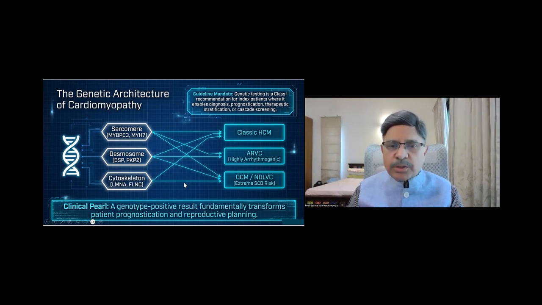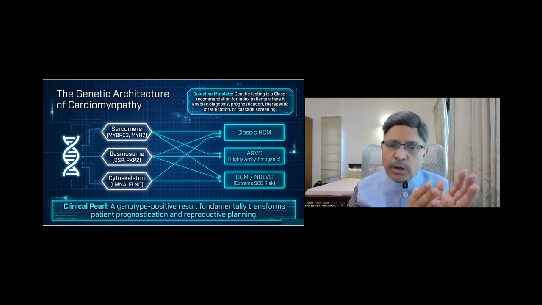A genotype test positive result fundamentally transforms the patient's prognostication and reproductive planning. Now, what do you understand by this? A patient has come, he has cardiomyopathy, he does not have any genotypic abnormality, only a phenotypic problem is there. Then reproductive planning is not required and prognosis is usually good. And these people come with symptoms only late in life.